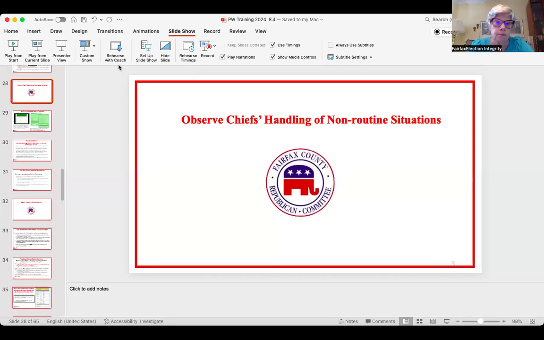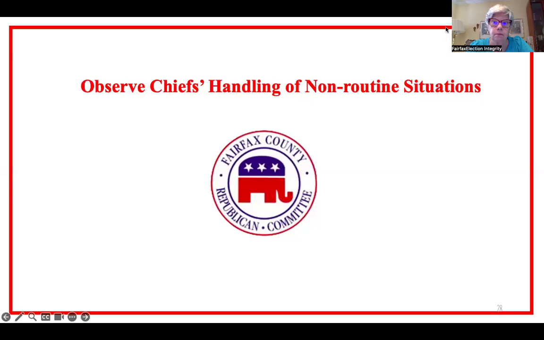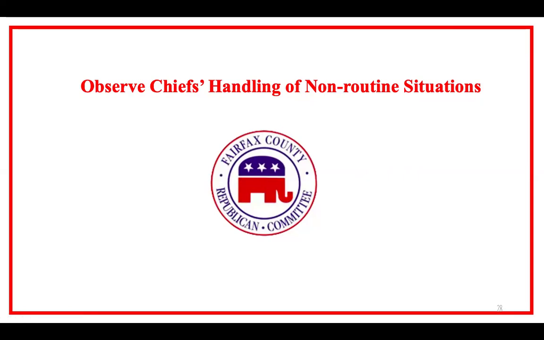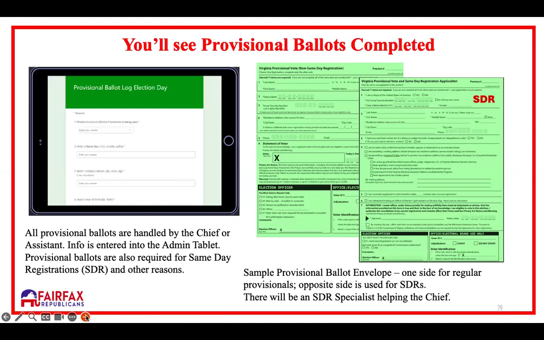So let's talk about now some non-routine situations, and in particular, we're going to focus on provisional ballots. So let me share my screen. We call these non-routine situations that are obviously not the vanilla variety of voter.